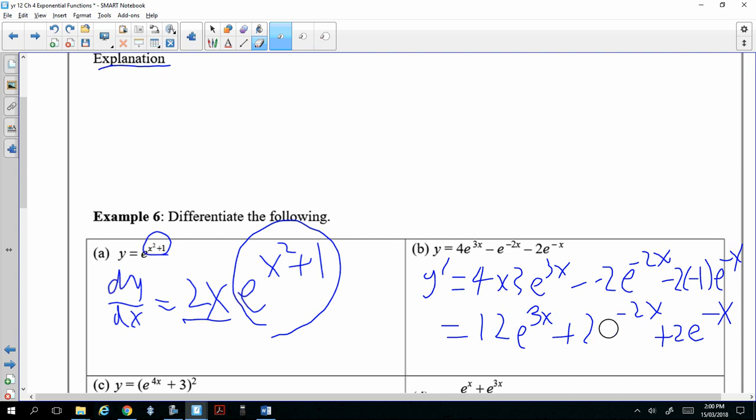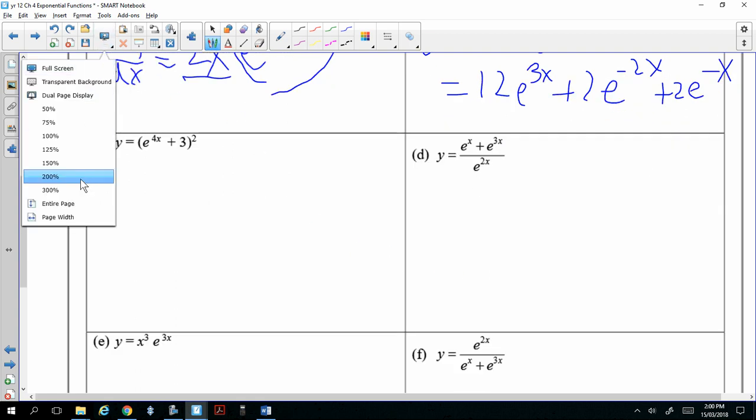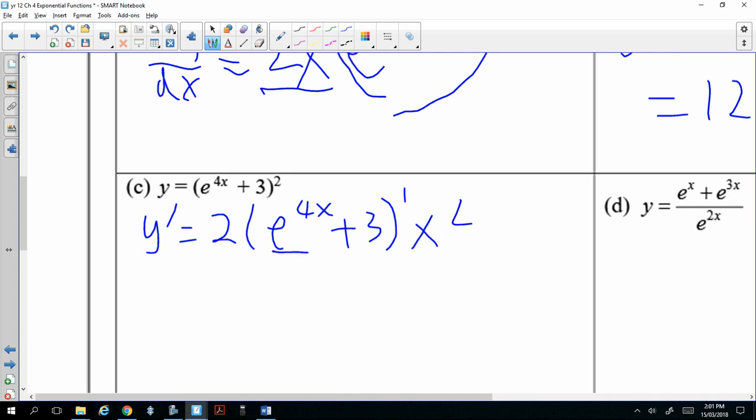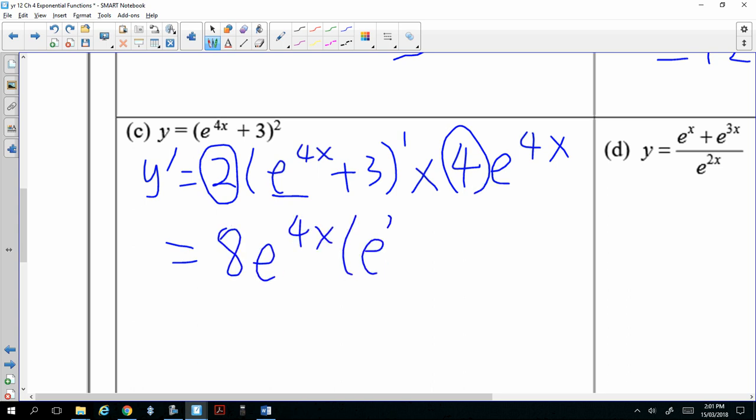So the next one, you have to use a different rule. You have to use the chain rule. Whenever you see a bracket, you use the chain rule. So it's like the question we just did. You bring the power down, power 1, times by the e to the power 4x, so you get 4 e to the power 4x. Good. And then you do 2 times 4 is 8 e to the power 4x. Do you need to expand? You don't have to. So you can leave your answer like that.